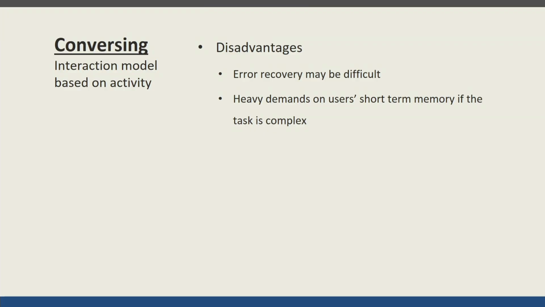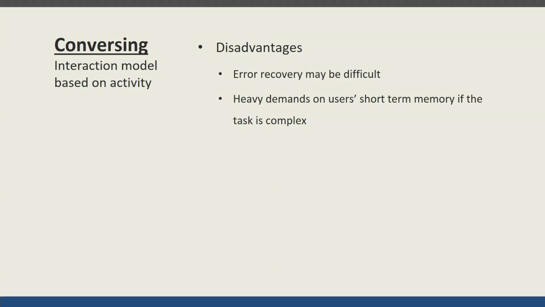Error recovery may be very difficult at times. So when you have unintended delays, either the conversation is delayed with no specific direction, or users are going to commit errors during their conversation or interaction with the interactive artifact. Heavy demands on users' short-term memory if the task is complex. Again, similar to the case of interaction models based on instructing, you have to issue a number of instructions or remember or recall a number of things to complete the task. There would be heavy demand on users' short-term memory.